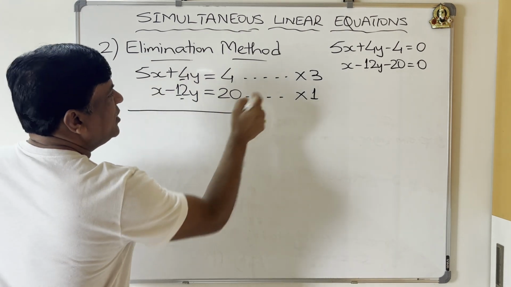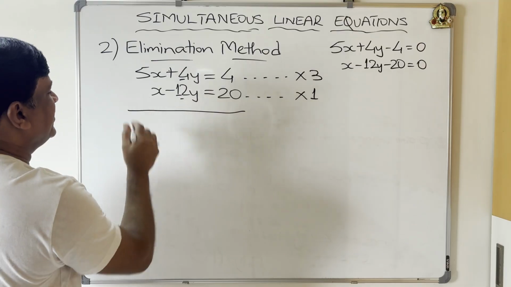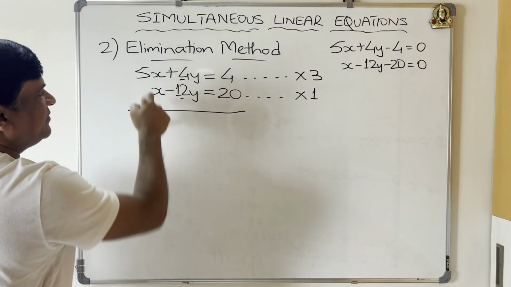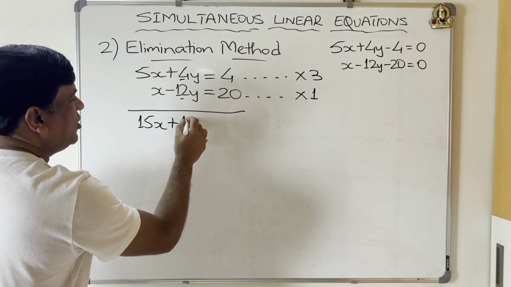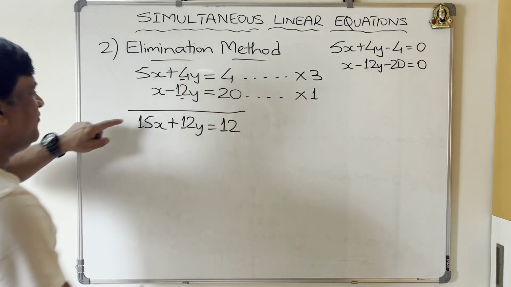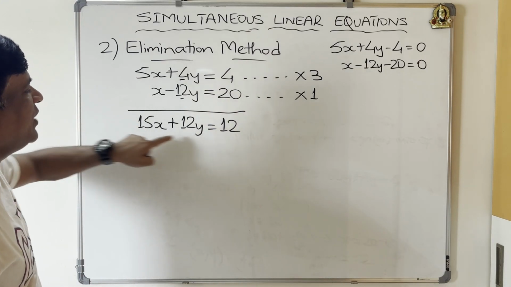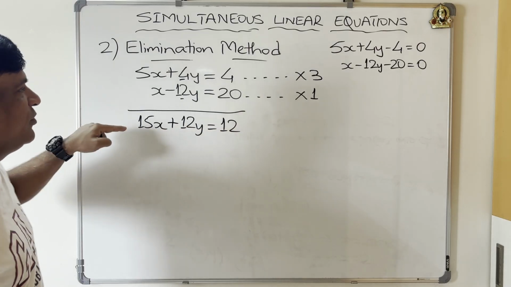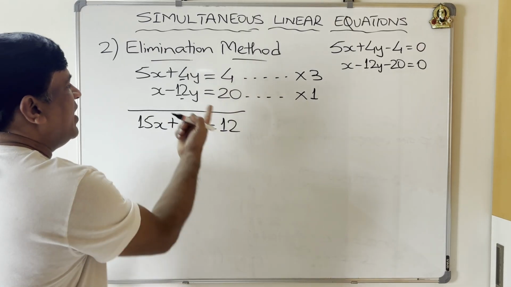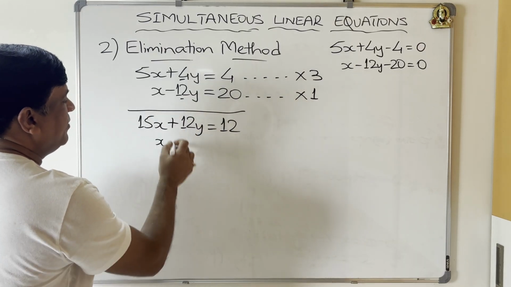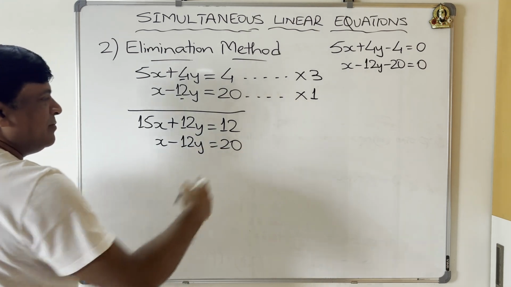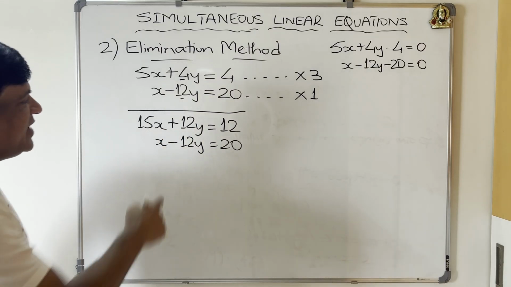So what happens? You multiply the first equation by 3. It becomes 15x, 3 times 5x is 15x, plus 12y is equal to 12. If you look at these two equations, the only thing I have done is multiply by 3 throughout. And in this particular case, I'm multiplying it with 1, so nothing changes over here. Put it as is. Magic, right? Did I make the variable the same?